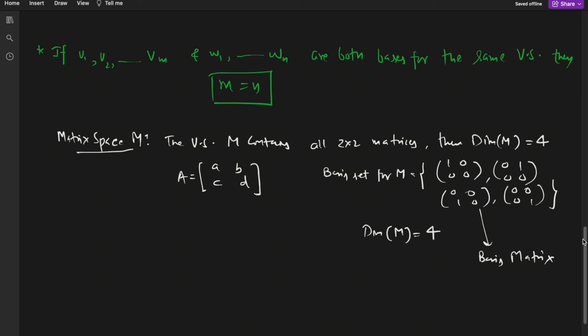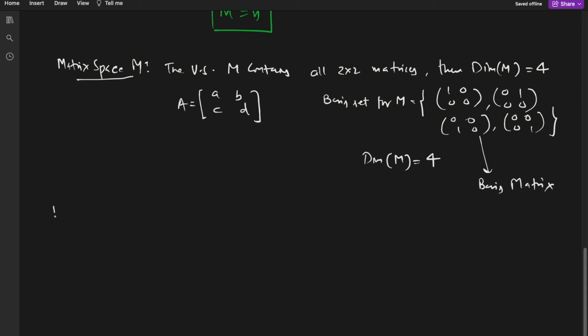Let us see a few examples. Suppose we have the entire n cross n matrix space. What is the dimension of the whole n by n matrix space? Tell me. It is n square, because for 2 by 2 it is 2 square, that is 4. Similarly for 3 by 3 it will be 9. Why? We need 9 basis matrices in the basis set.